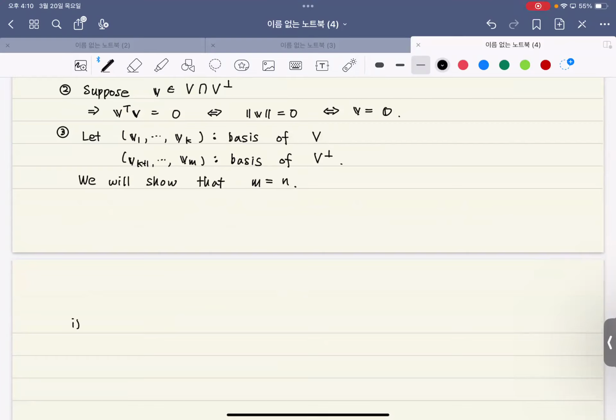How? First, I will show you that m is less than or equal to n. To show this, let me take a union of these vectors and those vectors. Then I have precisely m vectors. These vectors are members of Rn, the ambient vector space, and in Rn the number of linearly independent vectors cannot exceed the dimension n. So if I can show all these vectors are linearly independent, then m must be less than or equal to n.